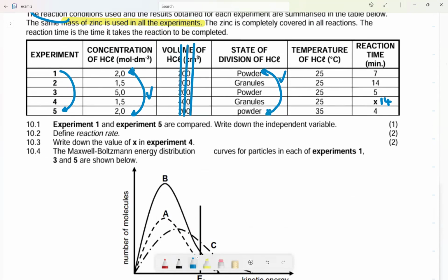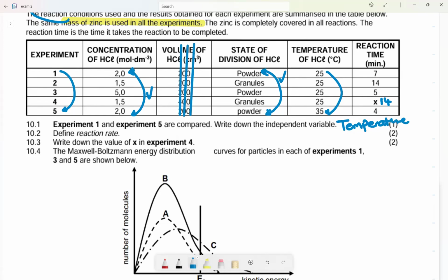Okay. But can you see now the temperature? For experiment 1, it is 25. For experiment 5, sorry, it is 35. So it is changed. So this is what we call the independent factor. So the independent factor, it is temperature.